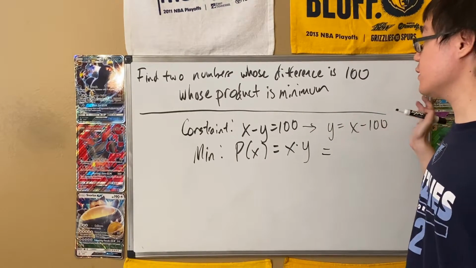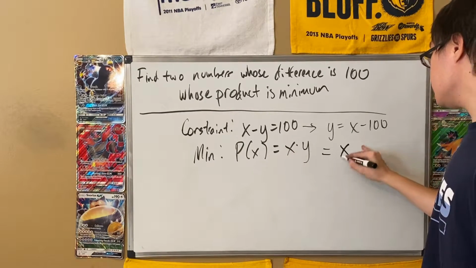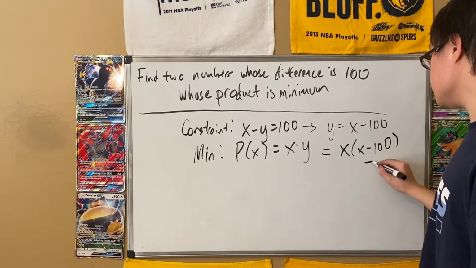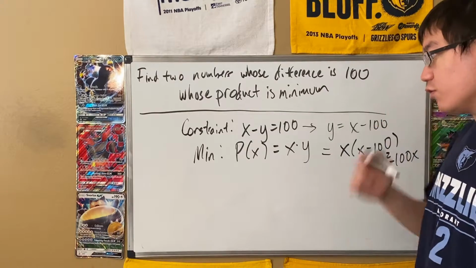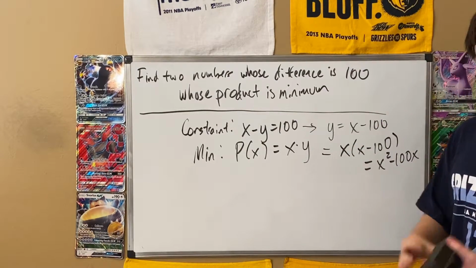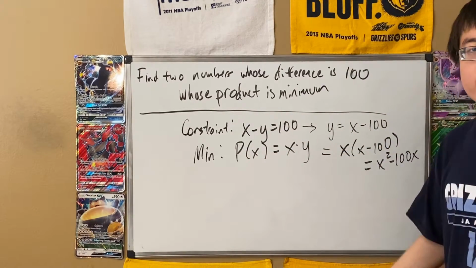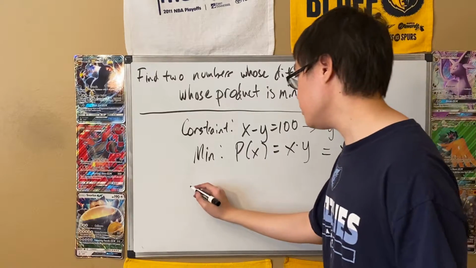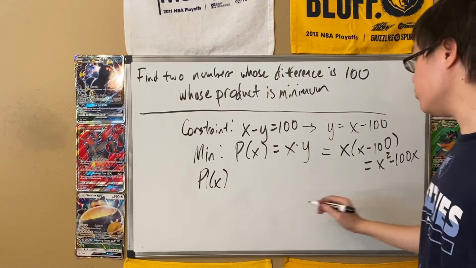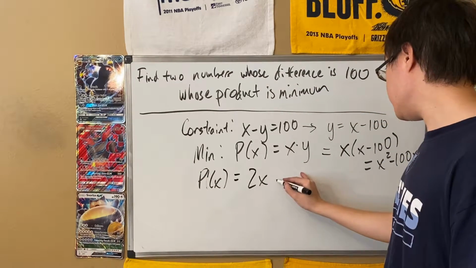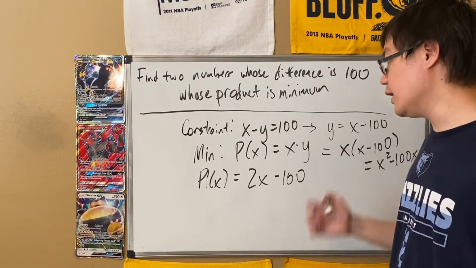So when I substitute this into our function to make it one variable, I'm going to have x times x minus 100, which is the same thing as x squared minus 100x. So now I'm ready to go for the second step. Notice that I used the constraint how I needed to, because the function I care about is now only in terms of one variable, so I know how to take its derivative. So the derivative step, P prime of x, is going to be 2x minus 100. So it looks like x is going to be 50, because 50 times 2 is 100.